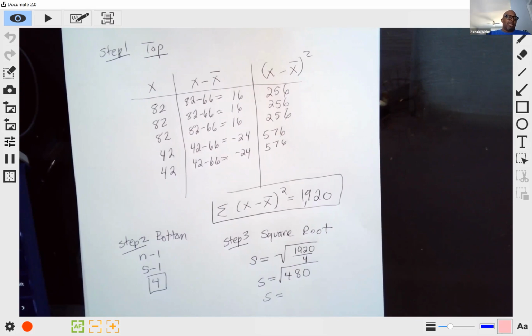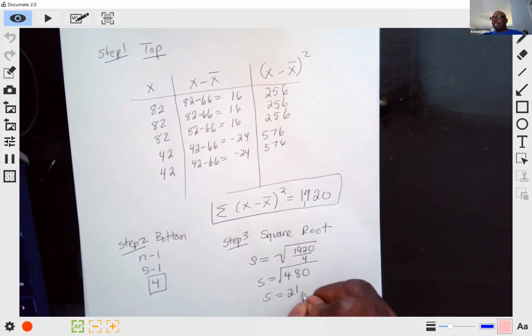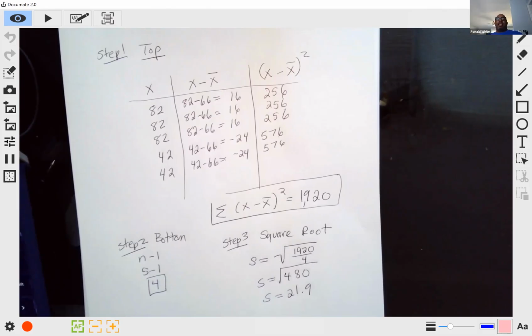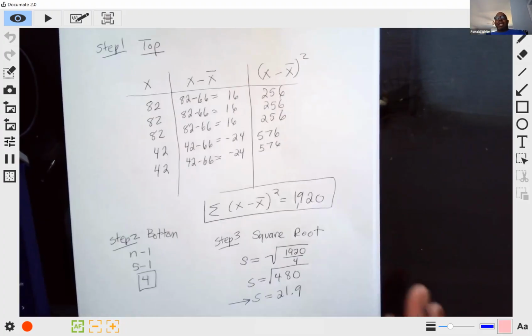Let's try that again. Square root of 480 equals 21.9. That is the standard deviation. Now, I'm going to explain this. We got our top number, our bottom number, and here is our answer. I'm going to explain how we interpret this, but this is how you calculate it by hand.